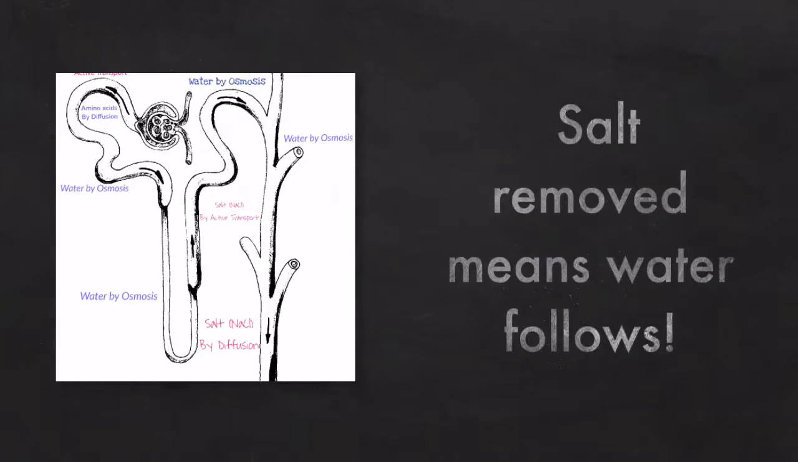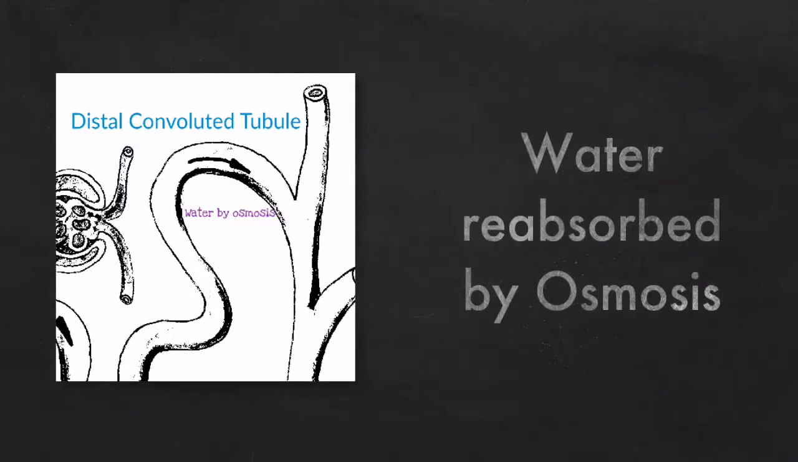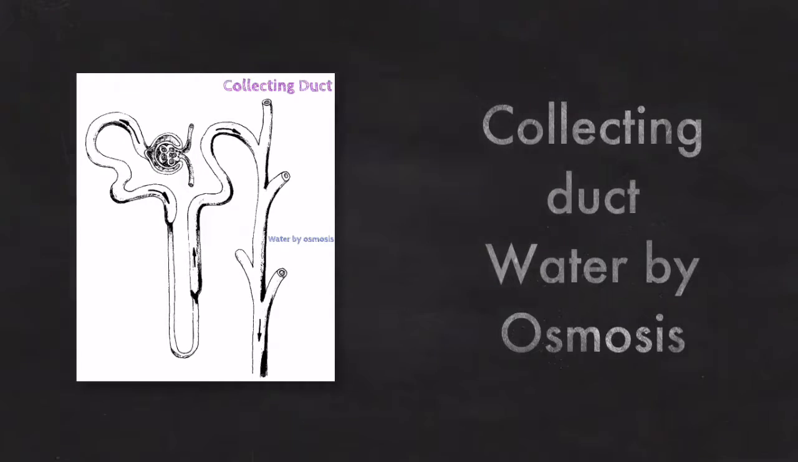The ascending limb of the loop of Henle is involved in reabsorption of salt, so pumping salt out of the nephron, and when salt is pumped out, water follows later on. It's often noted that animals which live in hot climates have very long loops of Henle because they need to conserve a lot of water. So as you leave the loop of Henle, you go to the distal convoluted tubule where water is reabsorbed by osmosis, and then finally the collecting duct where water can also leave by osmosis.